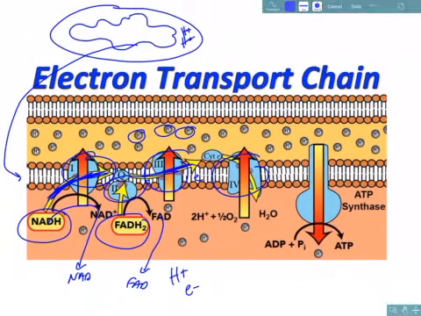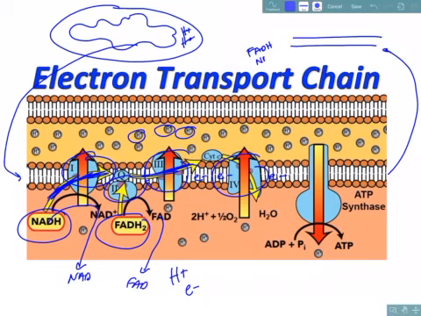All the electrons are going to be flowing in this inner mitochondrial membrane. Let me draw it out here. So this is the inner mitochondrial membrane right here, and you're going to have FADH2 and NADH. They're dropping off the protons.